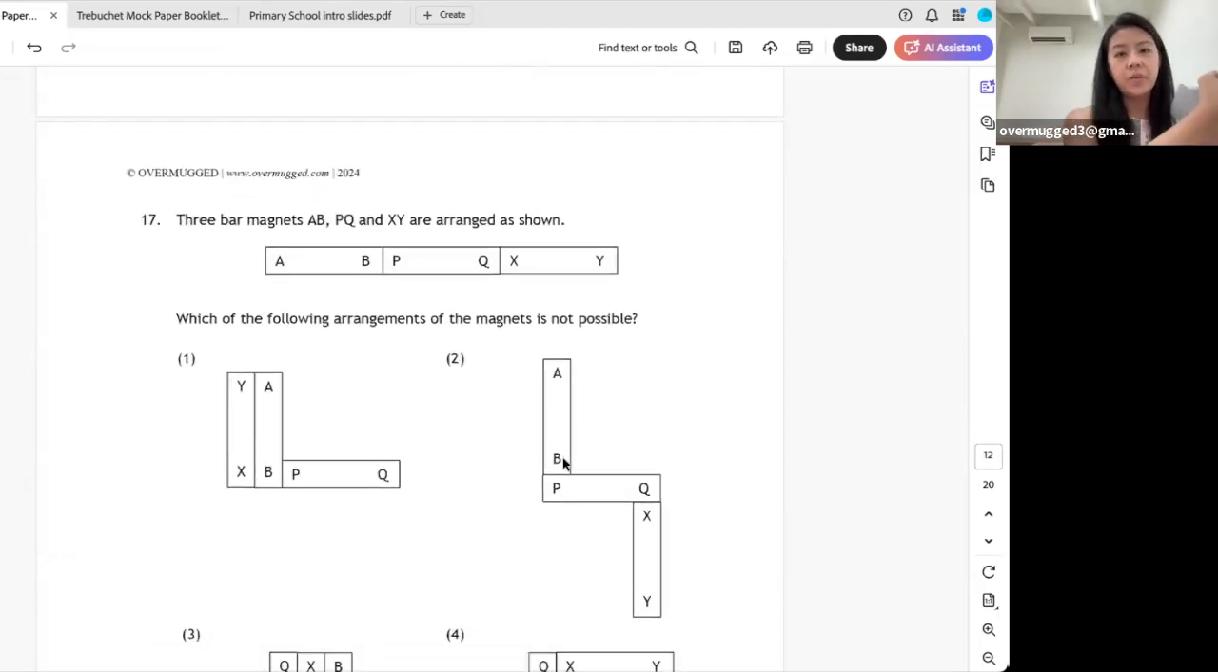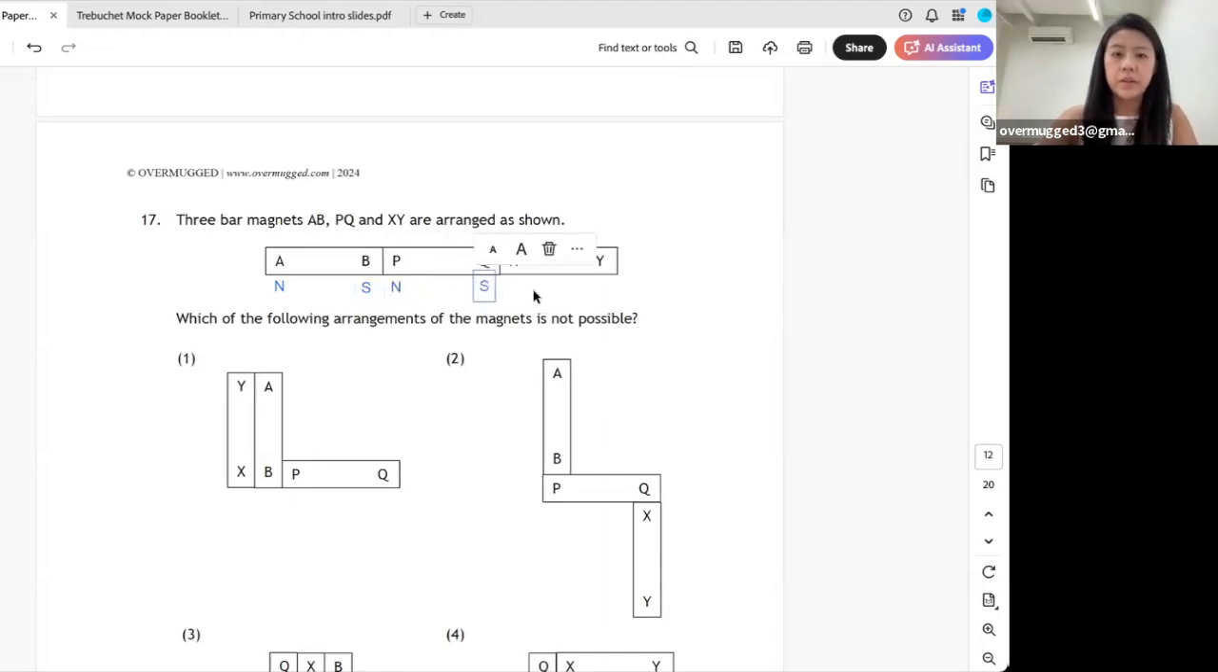Question 17, you have 3 bar magnets. They are shown attracting each other as in the diagram. So it's always good to label the poles of the magnets first. You can also start off with the south pole if you want. You will still get the same answer.